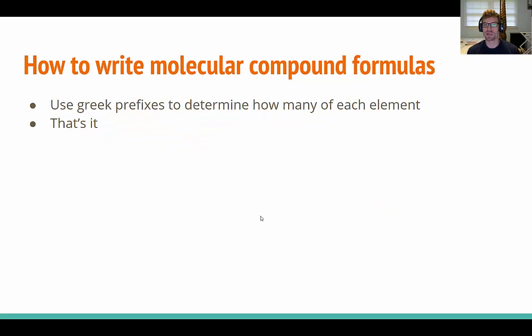All right, how do we actually write the molecular compound formulas? Well, if we're given the name, it's going to include the Greek prefixes, so that's just going to determine how many there are of each element. And that's all there is to it. So again, you just have to know your Greek prefixes.